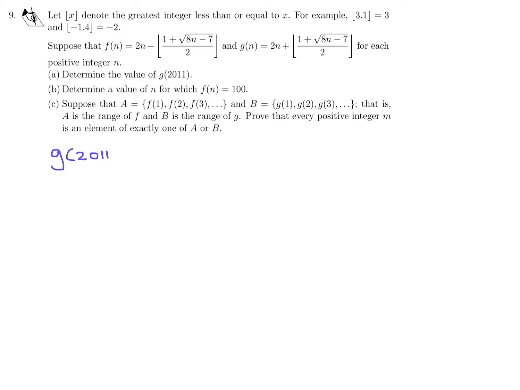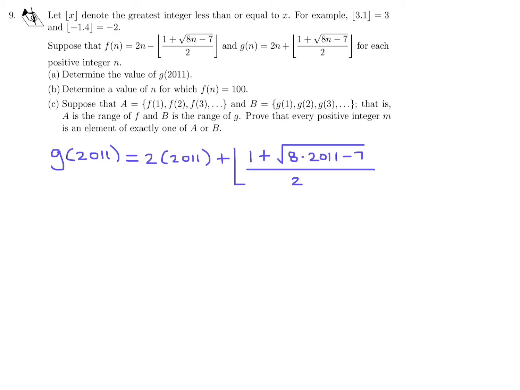g(2001) is a direct substitution into that equation. So it would be 2 times 2001, because n is 2001, plus 1 plus the square root of 8 times 2001 minus 7, all over 2, inside the bracket. Okay, let's figure this out. This will be 4022, plus 1 plus, if you do that math, the square root of 16081, all over 2, surrounded by this bracket.